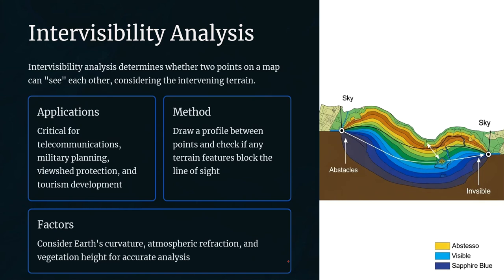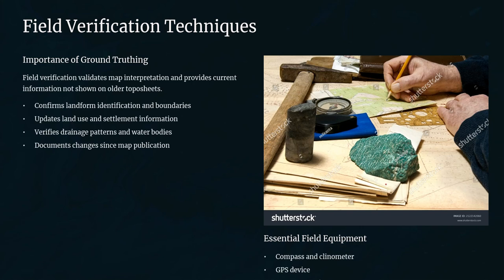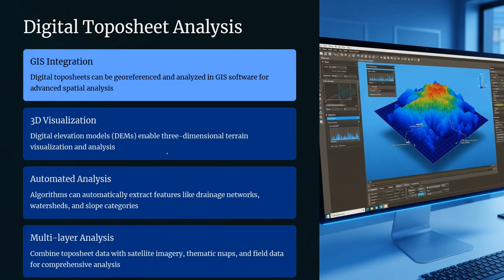There is a certain math in it. It is used in geology, not so much in geography. They try to predict the kind of relief and all. So this is the visible point and the invisible point. And the field verification: if you know your map, then you can go to the field for your study. You can verify the drainage system, water bodies, and the documentation of changes since the map publication. That is very important.